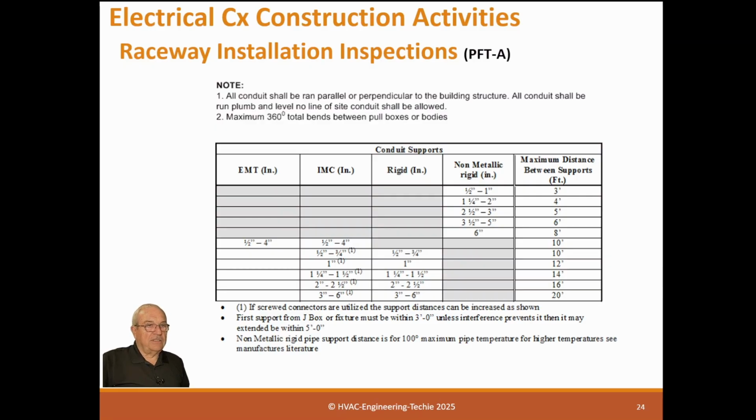So basically, this is a chart here just so you can watch it. This is conduit supports. This is what the code says for how often these different things need support, and here are the supports between centers. So it tells you if you have a 1/2 inch rigid, it needs to be every 3 feet. If you have a 1/2 inch EMT, it's every 10 feet.